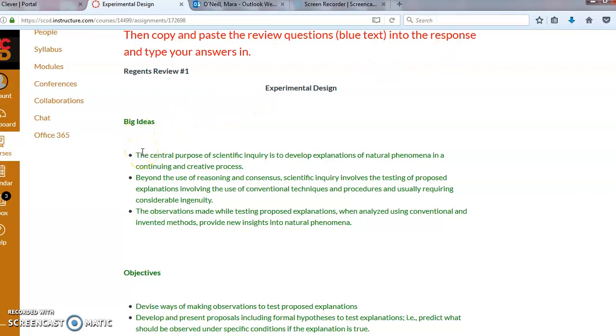It starts with big ideas. The central purpose of scientific inquiry is to develop explanations of natural phenomenon in a continuing and creative process. Beyond the use of reasoning and consensus, scientific inquiry involves the testing of proposed explanations involving the use of conventional techniques and procedures, and usually requiring considerable ingenuity. The observations made while testing proposed explanations, when analyzed using conventional and invented methods, provide new insights into natural phenomena.